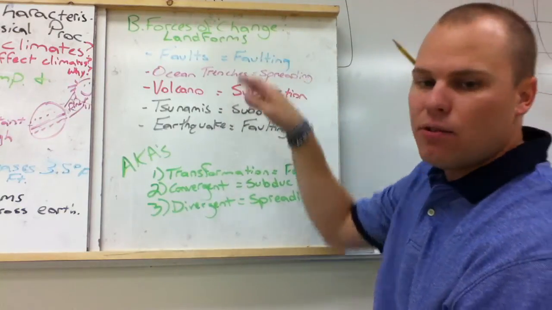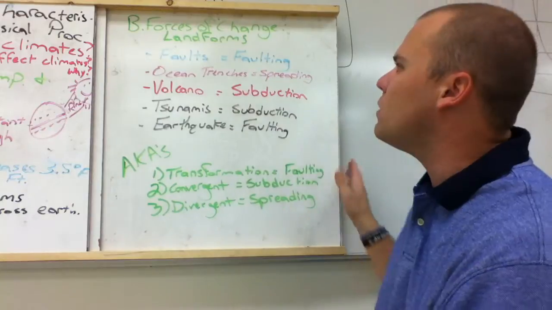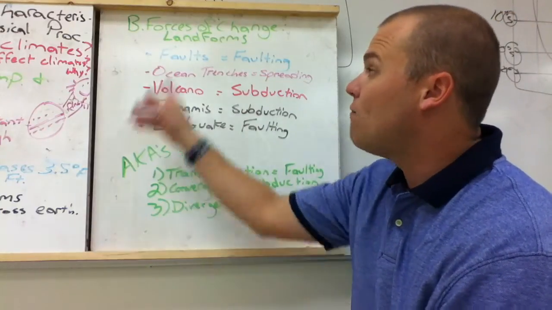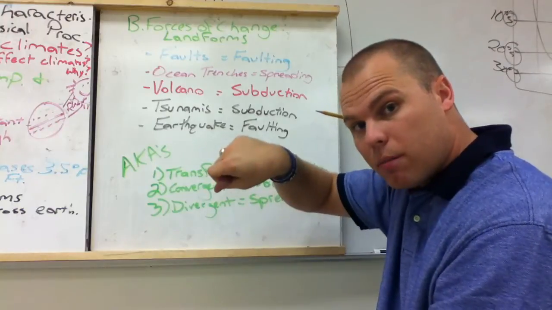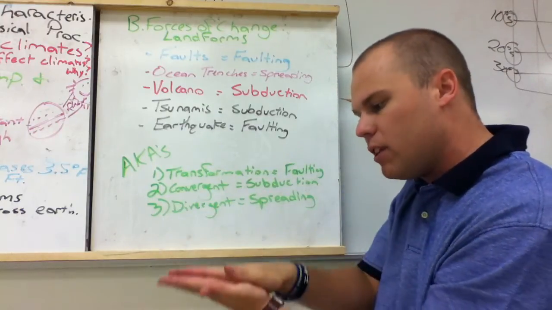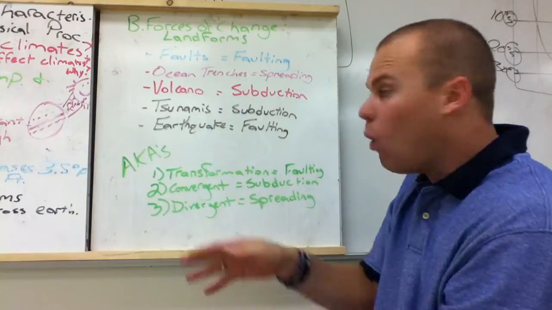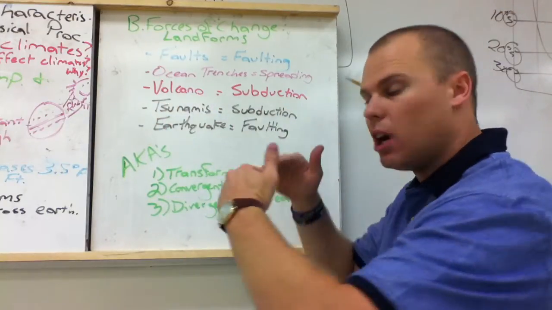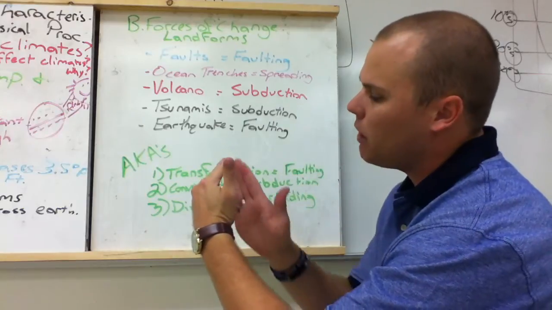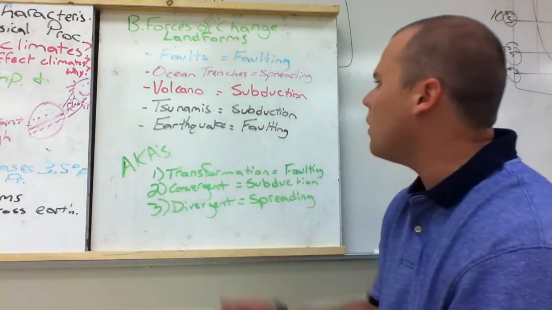Now, specific landforms that are formed because of these forces of change. You have faults in the Earth's surface that form from faulting. You have trenches underneath the ocean because of the spreading and the split of the different plates. You have that hole, or canyon. Volcanoes can form from the subduction zones. As they subduct, that magma can leak up and create a volcano.